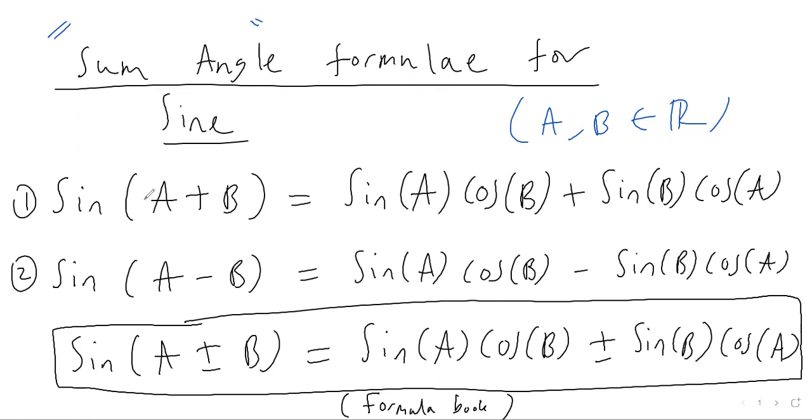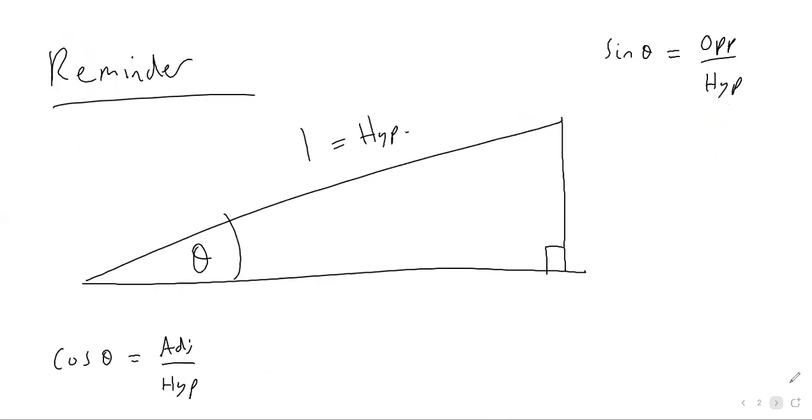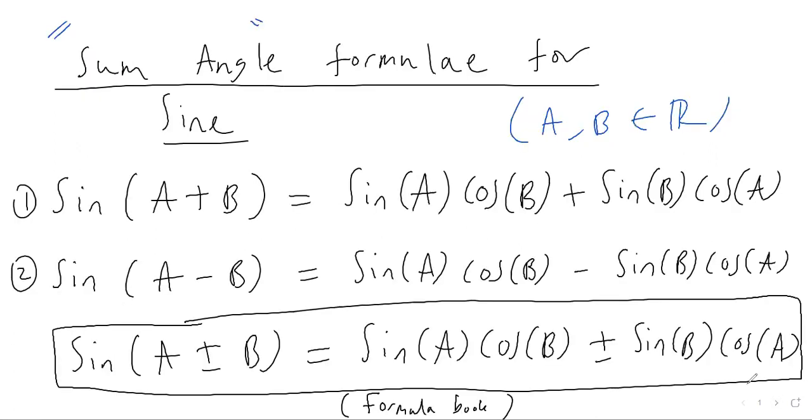If that doesn't make sense, you can leave a comment below and I can try and help out. So the first formula is this one here. And the second formula you can extract from the formula book is this one: sine of A take away B equals sine A cos B take away sine B cos A. We're going to prove those formulas. This is in your formula book, so you don't necessarily have to learn the formula, but you do need to know the geometric proof for how you prove these two formulas.